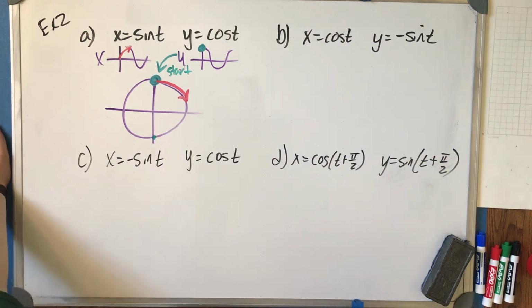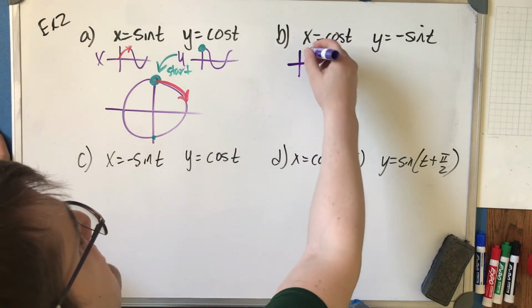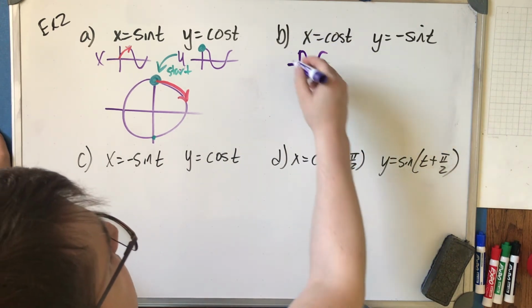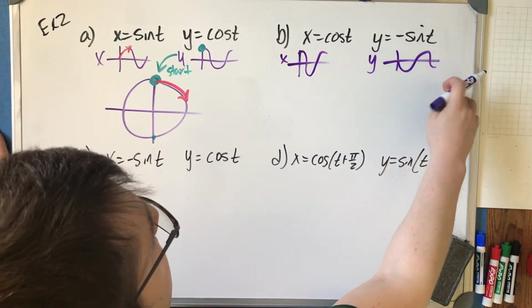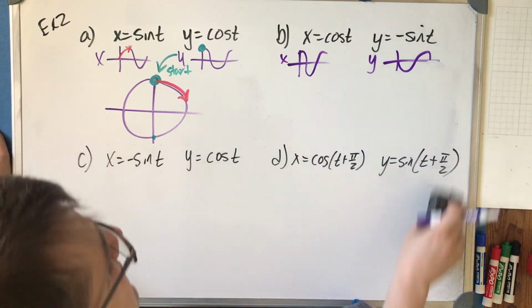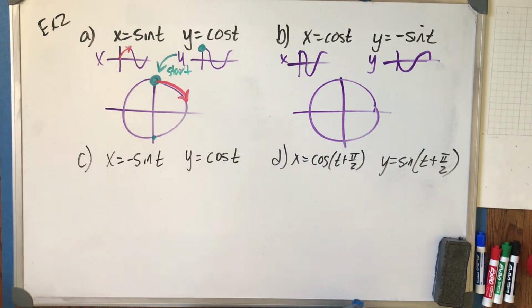For B, x equals cosine, y equals negative sine. So let's sketch a quick graph of cosine for the x value. For the y value, it's going to be negative sine. Negative sine is going to start at 0 and go down. So here is our circle. We again just want to figure out where we start and which direction we are going in.